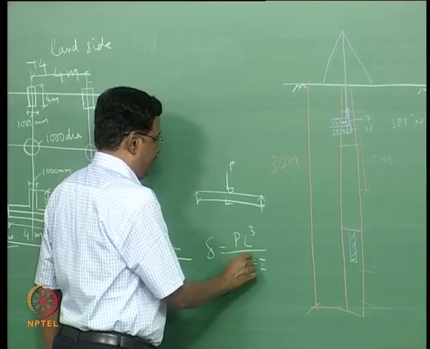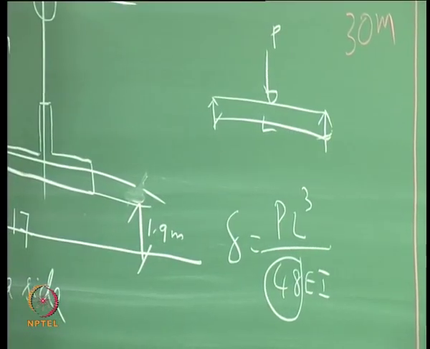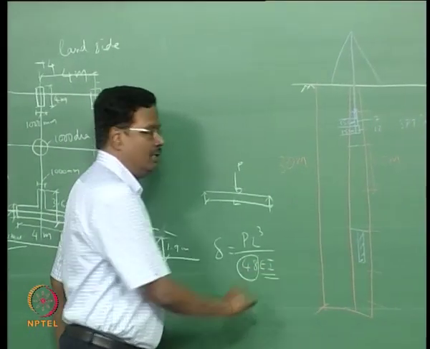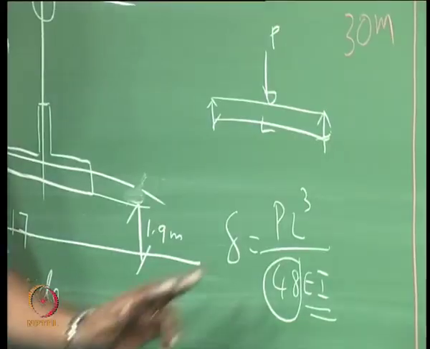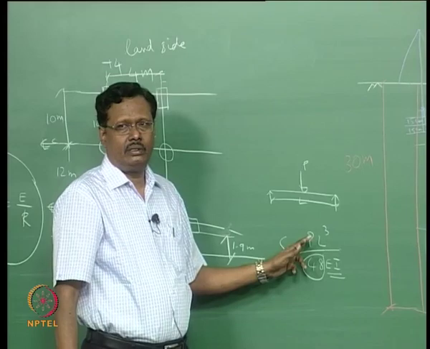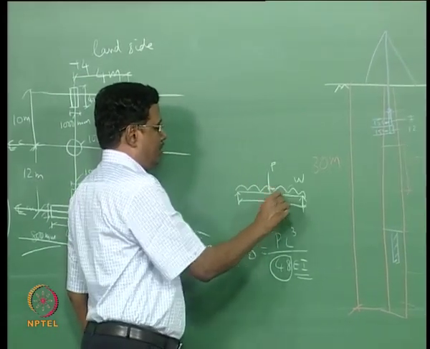This coefficient we will check, I think it is correct only, but does not matter. What is the unit of this? It will be in millimeters. It depends on Young's modulus and moment of inertia, and L is the span, P is the load. Then you have UDL, what is the load? What is the deflection?